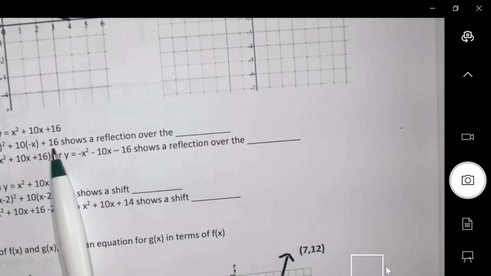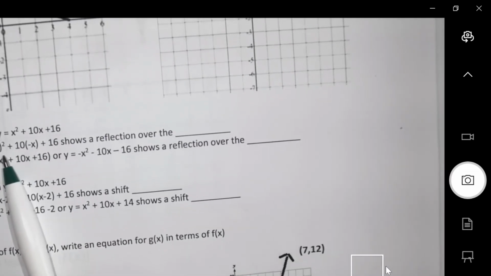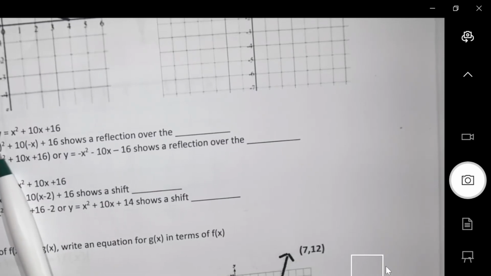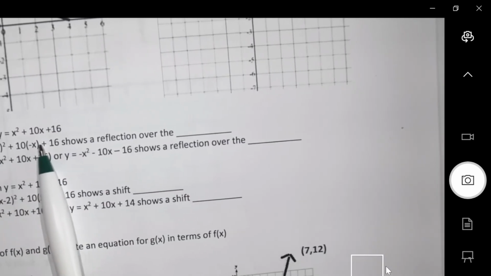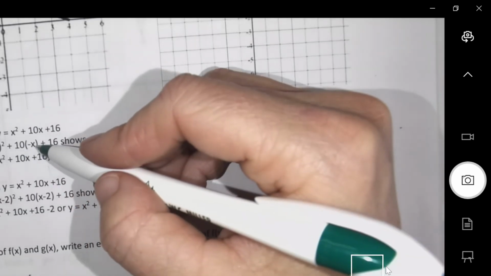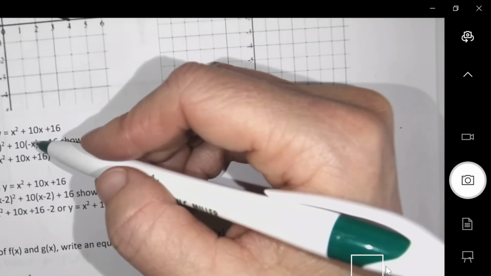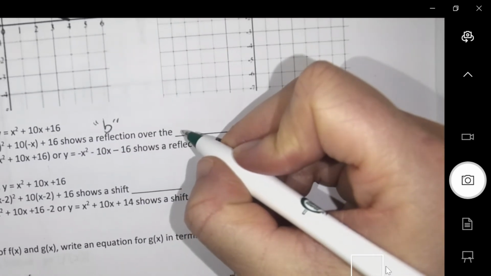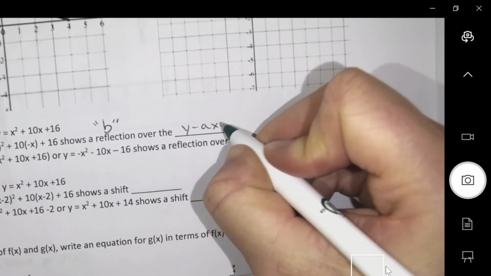So, looking at this, do you see me doing different things here? What do you think I was doing here? Looks like I'm negating every x. So if I'm negating just the x's, is it an A or a B number that I'm affecting? If I'm negating the x's, what is it? It's a B. So it's a reflection over the y-axis.